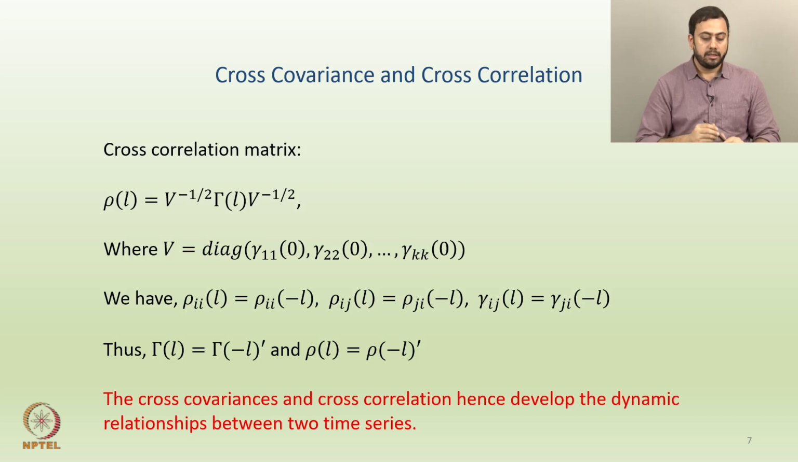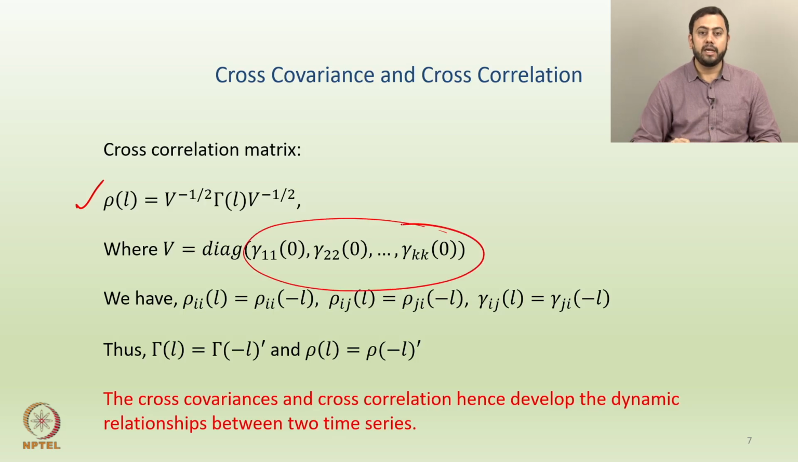So, how would the cross correlation matrix look? The definition is rho(L), and here we can standardize the formula by bringing in a diagonal matrix, let us say V. So, V to the power minus half, times the cross covariance matrix gamma(L), times V to the power minus half, where V is a diagonal matrix comprising all these entities. And there are some interesting properties that one has.